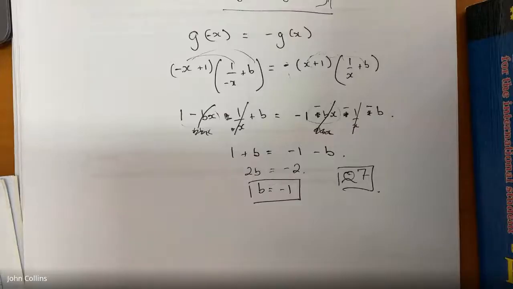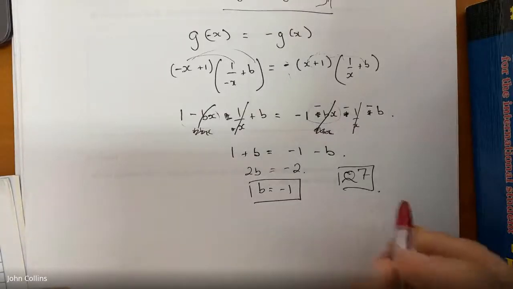Wait, sir, isn't it supposed to be 1? Because if you do negative 1 plus 1 is 2. Why is it negative 2? Oh wait, sorry, I was making equals 0. My bad.